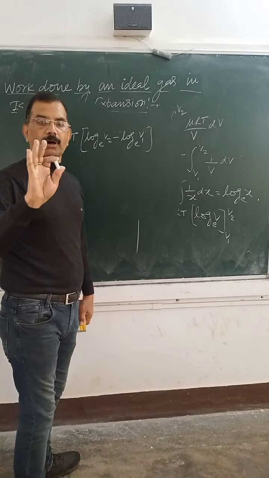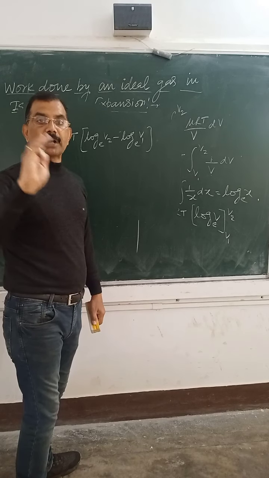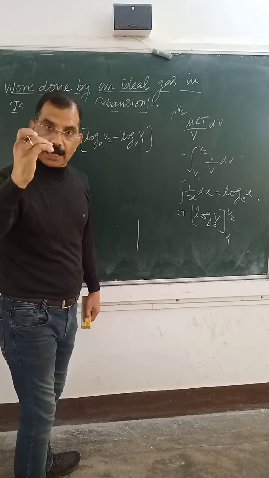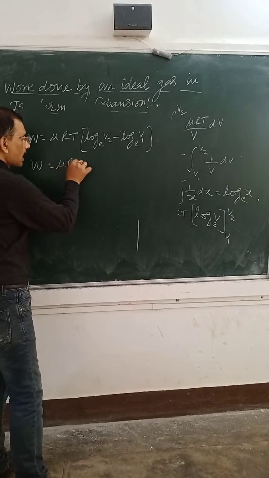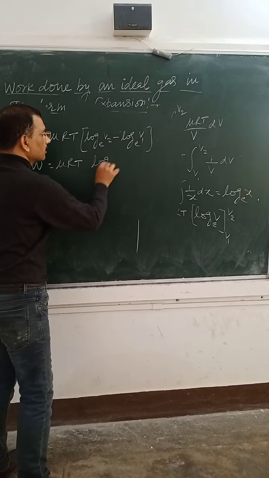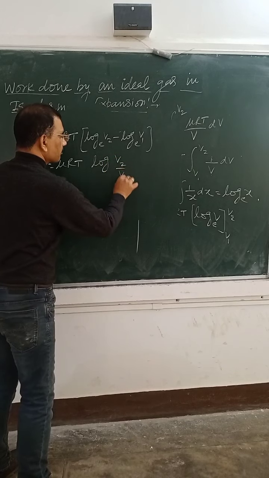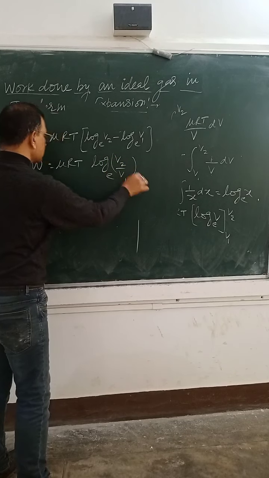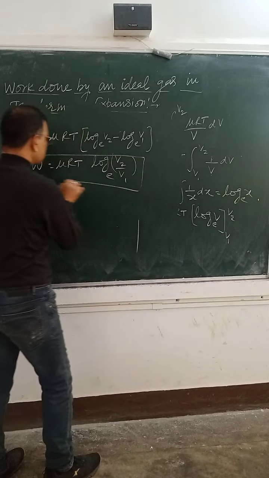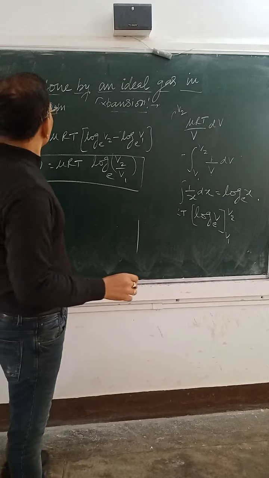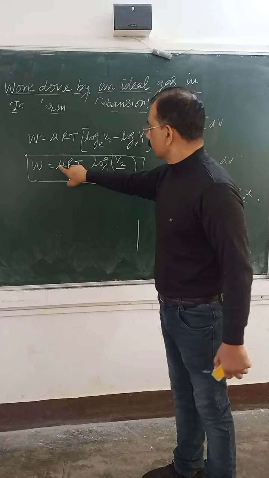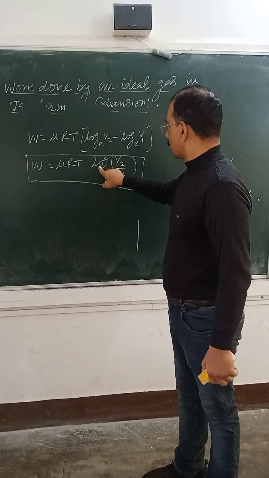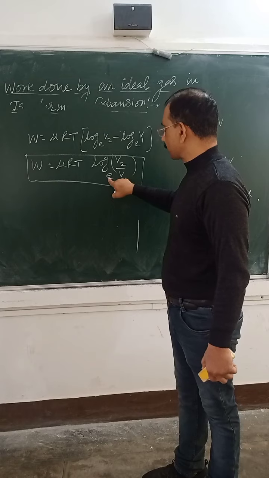And I hope all of you know this formula: log a minus log b is equal to log a upon b. So here we can write W is equal to mu RT log v2 upon v1. So this is the formula for work done by an ideal gas in isothermal expansion: W is equal to mu RT log v2 upon v1 to the base e.